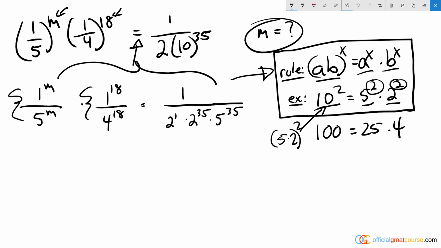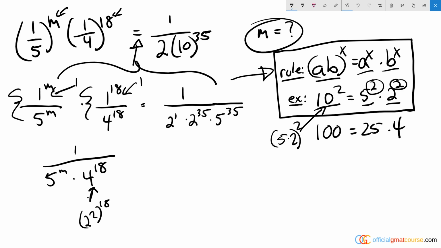And now when we multiply this, because 1 to the m is going to be 1 and because 1 to the 18 is going to be 1, we have ones on top. We get 1 times 1 on top of the fraction and 5 to the m over 4 to the 18th on the bottom. Now 4 to the 18th is the same as 2 squared to the 18th. And our rule of having a base with an exponent, all of it to an exponent, tells us that we should multiply and turn that into a 2 to the 36.